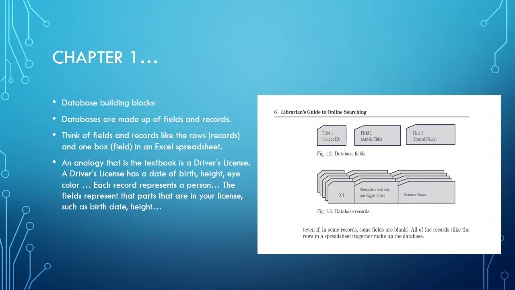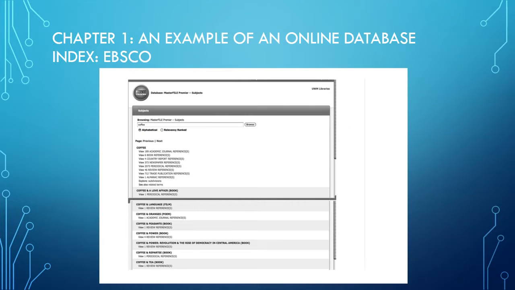The diagram on the right shows the different database fields, like unique ID, article title, and journal name. All records are like rows in a spreadsheet and make up the database. This is a picture of the database EBSCO and the use of the subject index. This research shows the results of the subject search for coffee. So it shows coffee and language, coffee and oranges, and so forth.